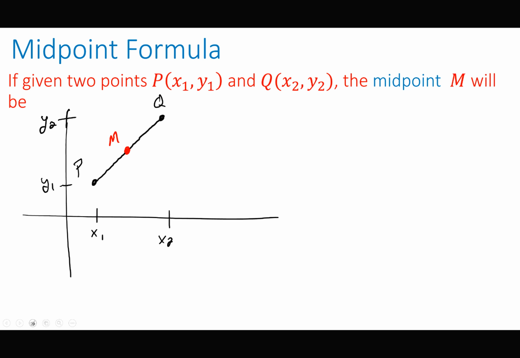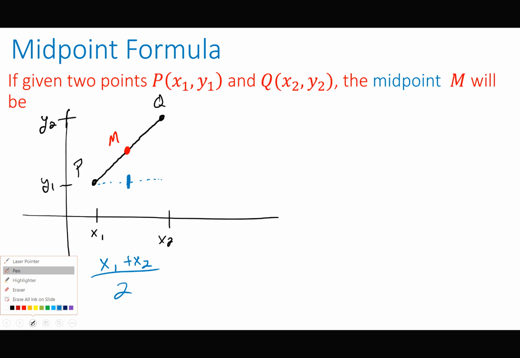Well, I know the whole distance horizontally, this whole distance across is x sub 1 plus x sub 2. Well, I want to split that right in half. And so I'm going to divide that by 2. And then if I want to look at it vertically, I'm going to have some y sub 2 plus y sub 1, but I want to go halfway, so I'm going to divide that by 2.